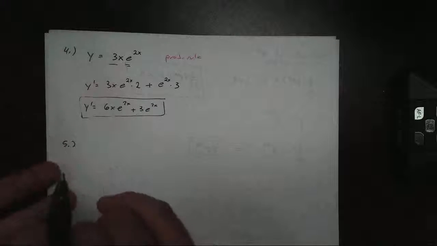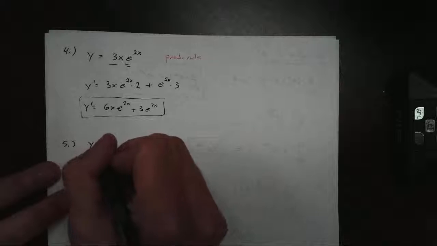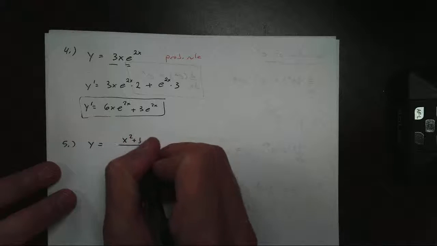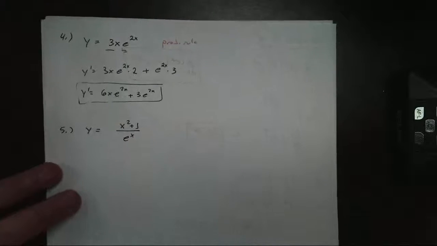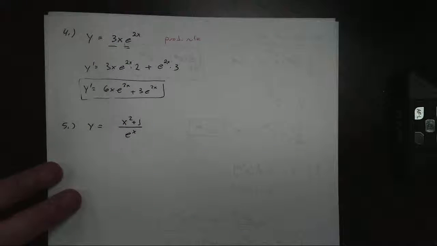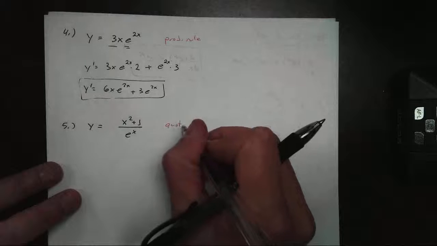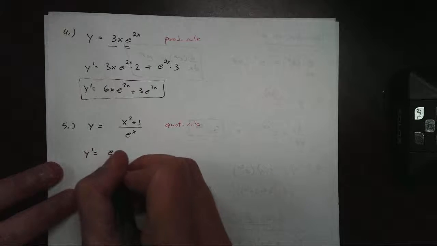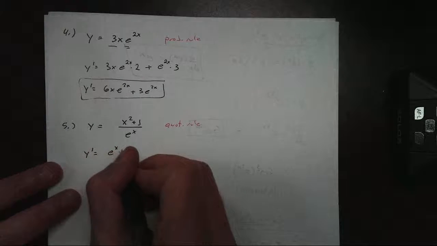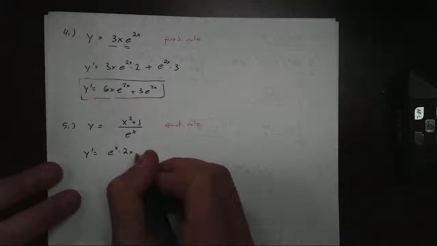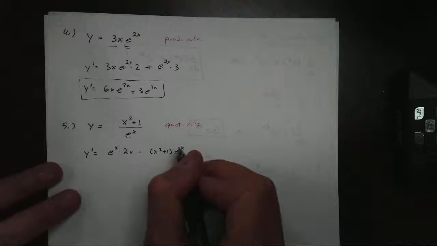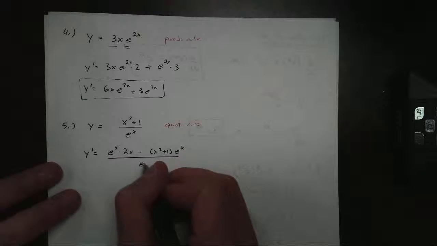Let's take a look at another easy one right here again. What if we have y equals, let's say, x squared plus 1 over e to the x? Of course, this should be recognized as our quotient rule. And so when we take the derivative, it's low times the derivative of the top minus high times the derivative of the bottom all over the bottom squared.